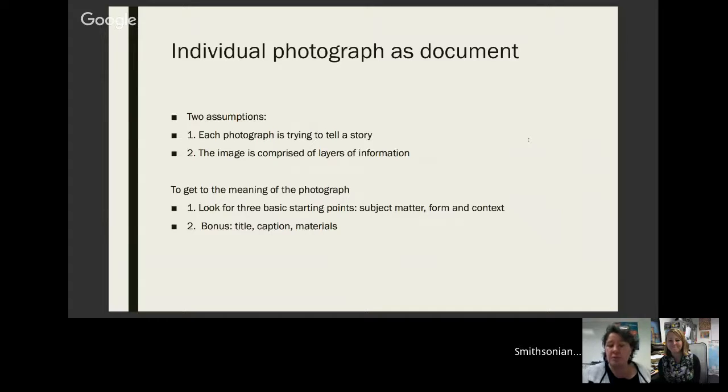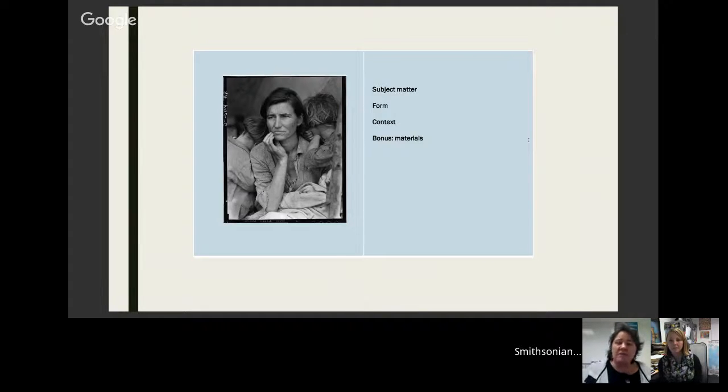And sometimes we know those things and sometimes we don't. So let's try this out on our first photograph. This is probably a photograph that you know. So just as a reminder, we're going to talk about form, subject matter, and context. So maybe jot down some ideas that you have.